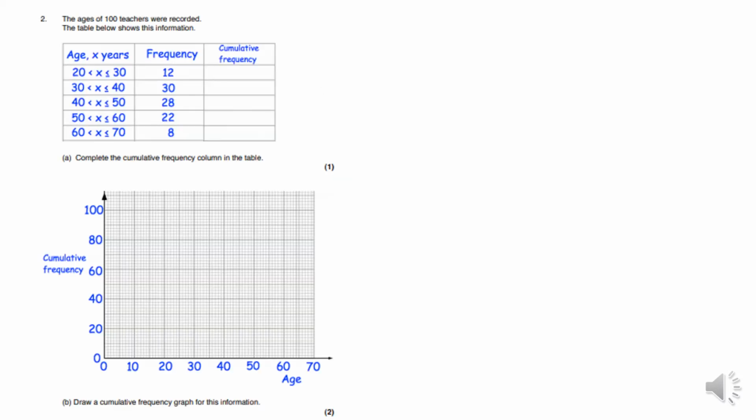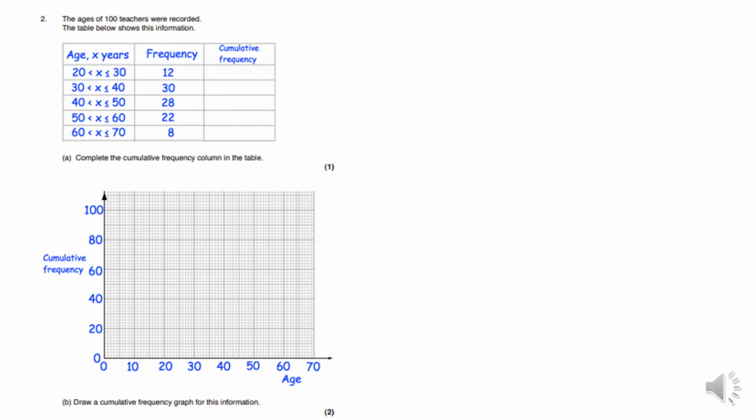This week's homework is going to be based on cumulative frequency. The most important thing to do, as usual, is always read the questions. So the question says the ages of 100 teachers were recorded. The table below shows this information. So on this column here, you've got age of teachers. So it says age in X up there.